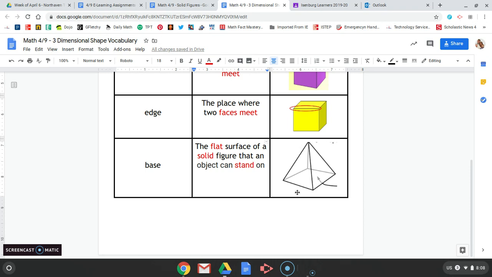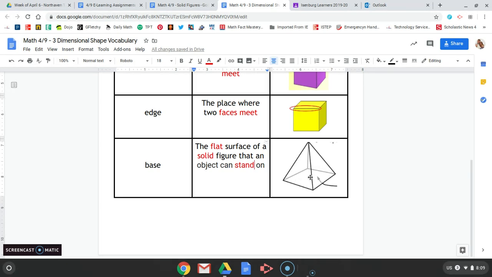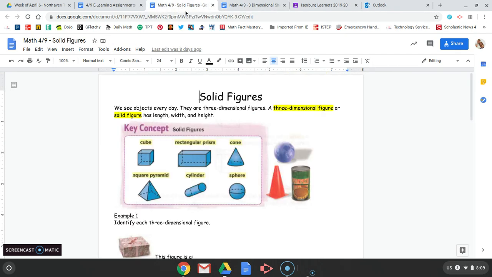So if you look at this solid figure that we have in the picture, this is a face, this is a face, there's one on the back, there's one on the side, but the one that it's standing on is the square-shaped one on the bottom. Since that's the one that the shape is standing on, that one is considered the base.